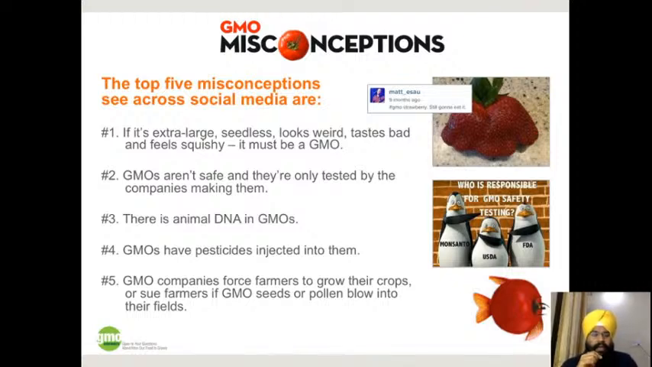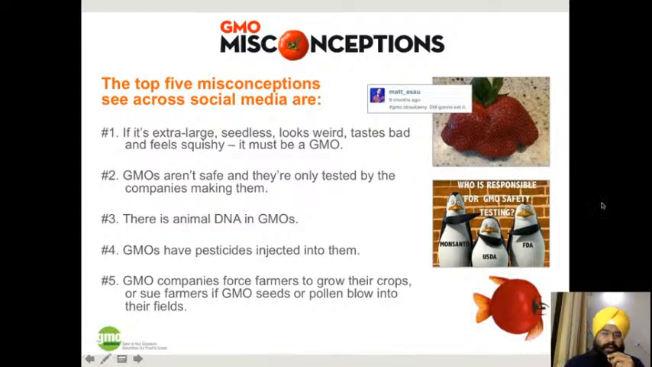Some say there is animal DNA in GMOs. They say they insert pesticides into them. And that GMO companies force farmers to grow their crops, or sue farmers if GMO seeds are blown into their fields. So these are the claims on social media.